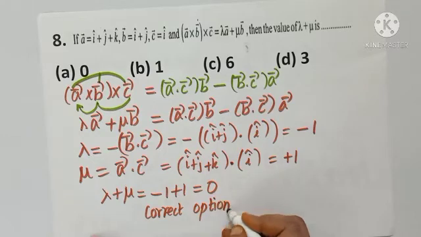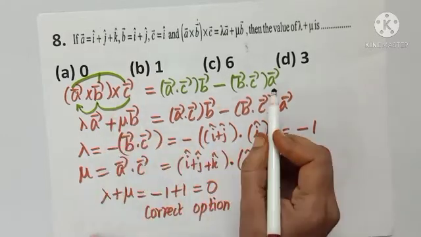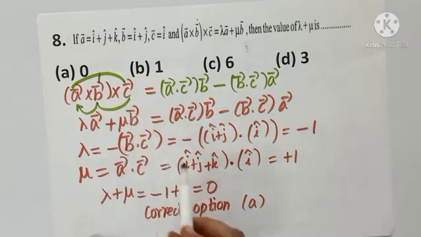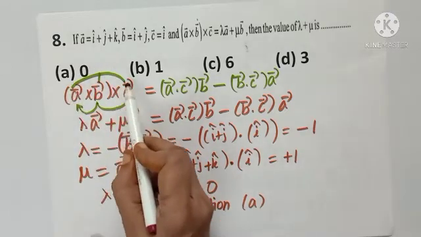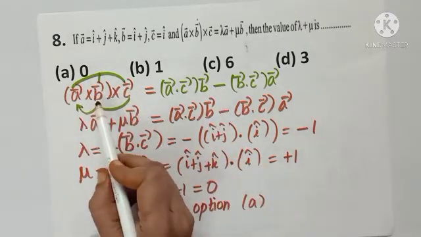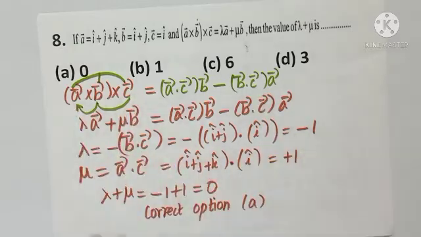So here we are just using the formula A cross B cross C is A dot C into B minus B dot C into A.